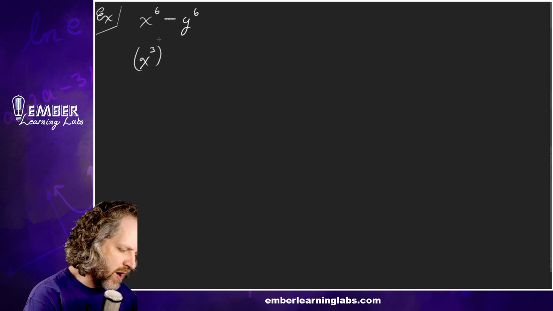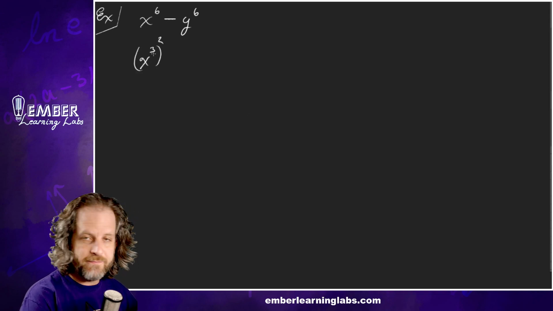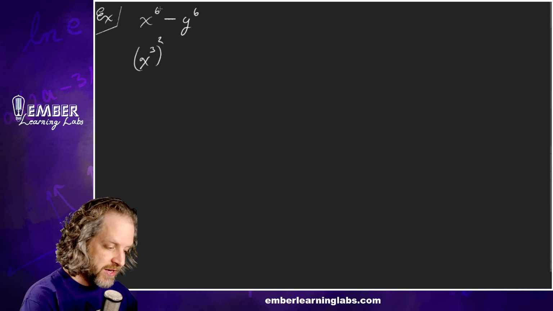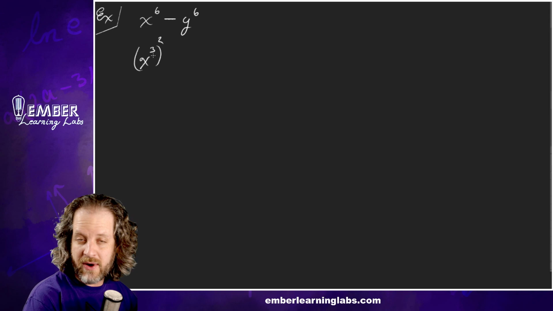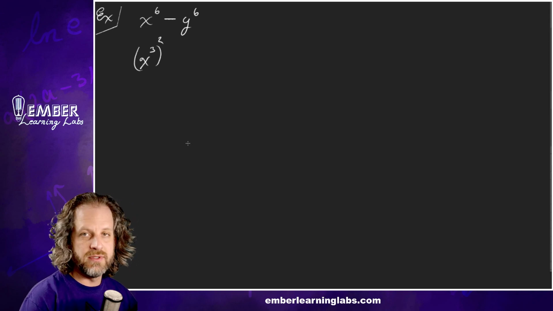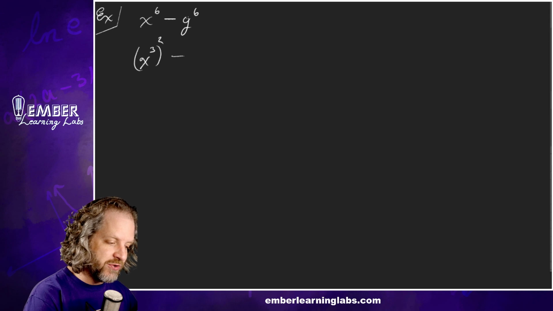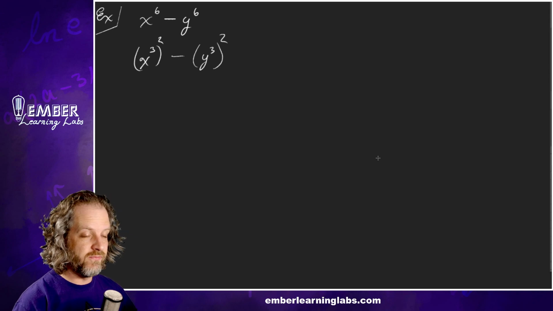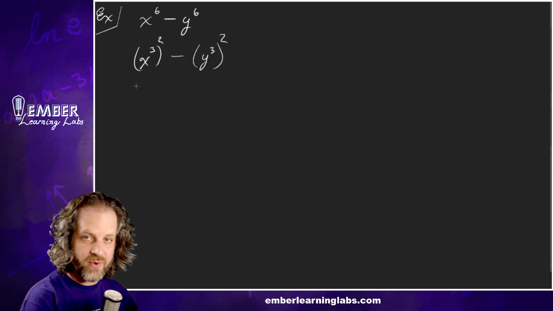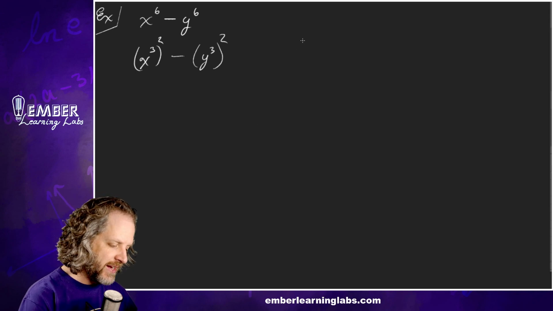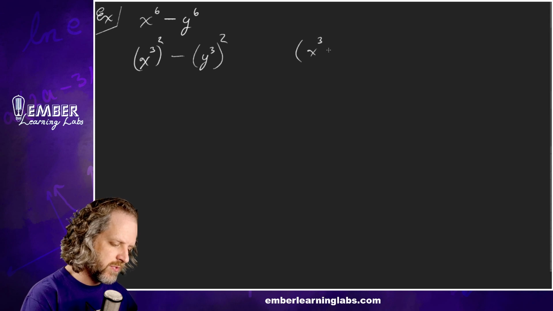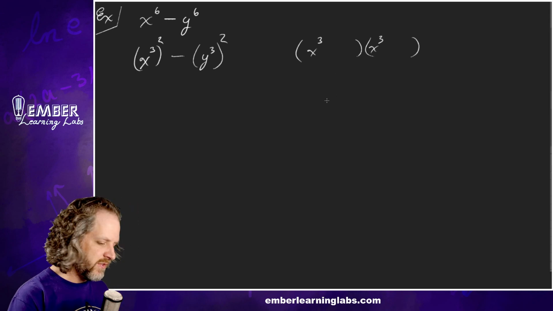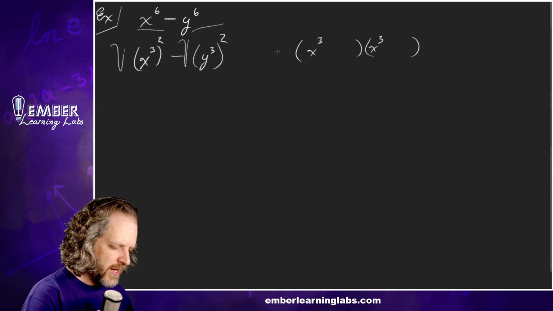cubed squared, right? Because if I have a power to a power, I can multiply the exponents. So x to the sixth we can rewrite as x cubed squared. If we can do that, we can do this same thing over here and change it to y cubed squared. So now we have a difference of two perfect squares. So let's factor that into square root of the first. So x cubed, square root of all that is x cubed.